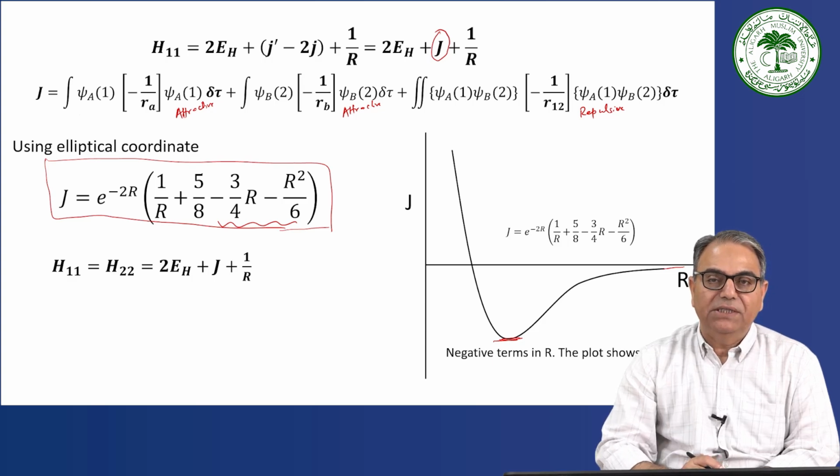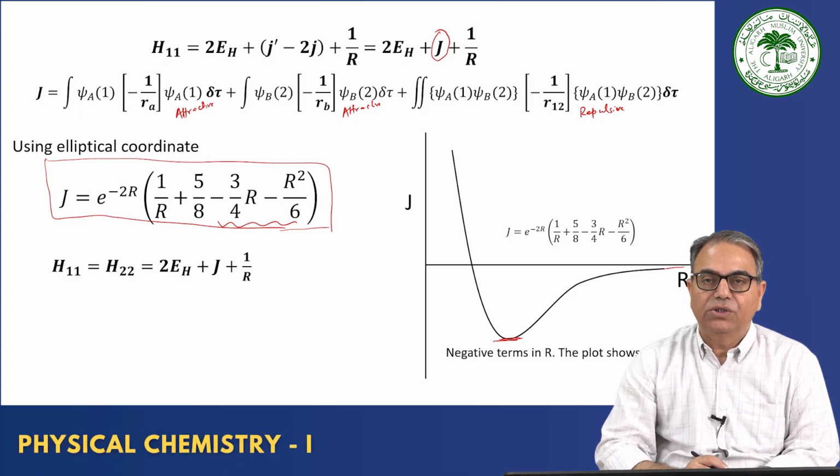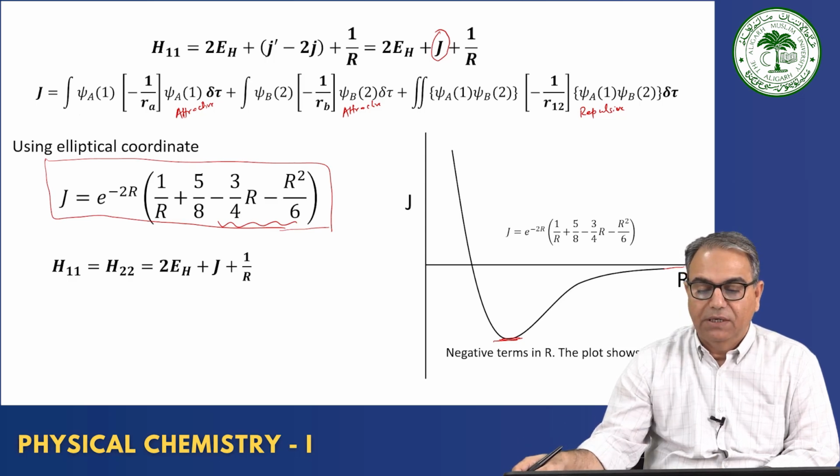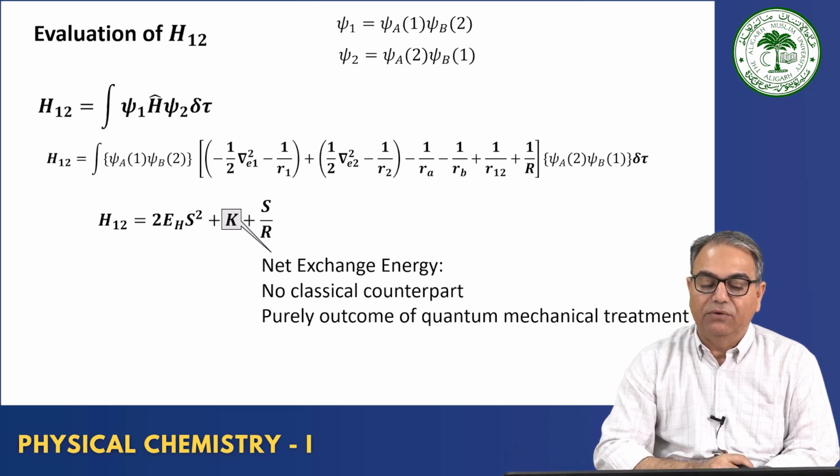If H11 is this, H22 cannot be something different, because both are hydrogen atoms and both will have the same wave functions. So H22 also has the same value, 2EH plus J plus 1 by R. Okay. Now, having practiced this one, you can calculate H12.